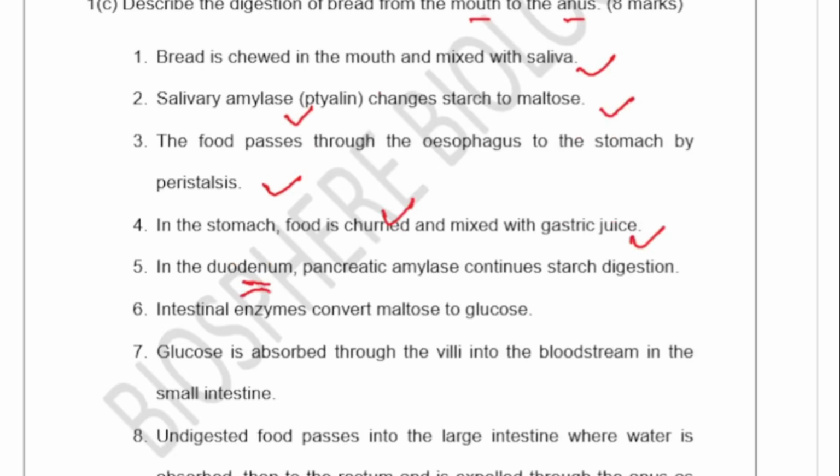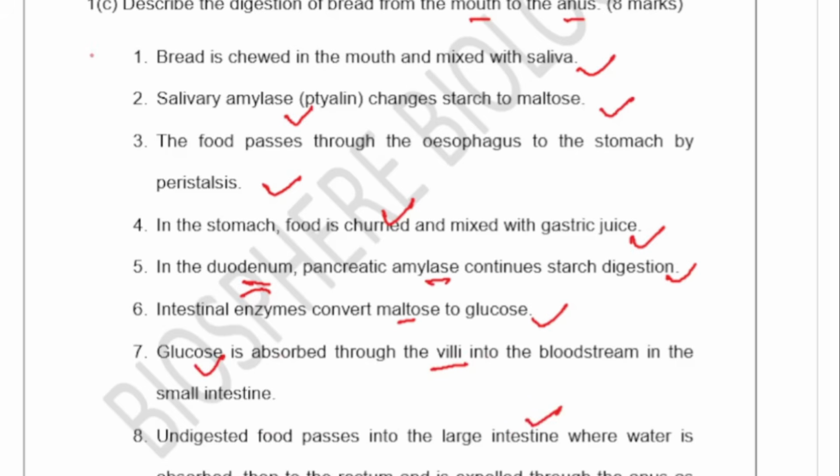In the duodenum, or the first part of the small intestine, the pancreatic amylase continues the starch digestion. Intestinal enzymes convert the maltose to glucose. Glucose is then absorbed in the villi, and then undigested food passes out through the large intestine where water is absorbed and expelled via the feces.